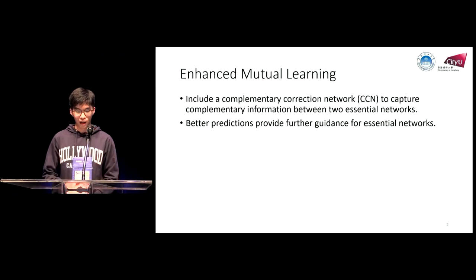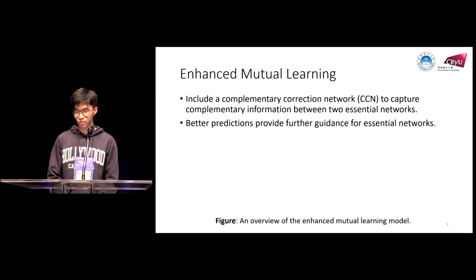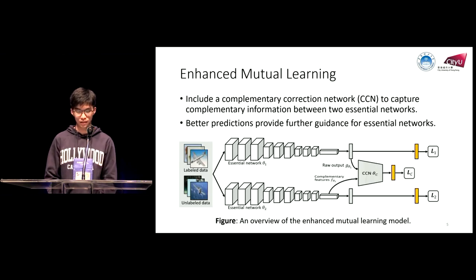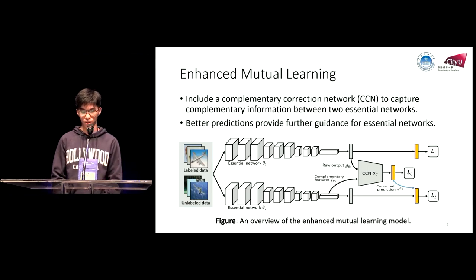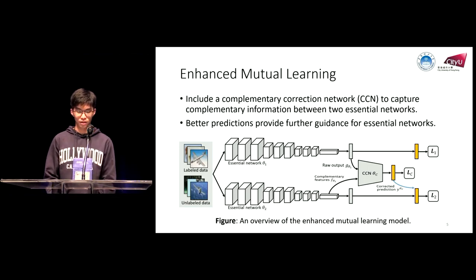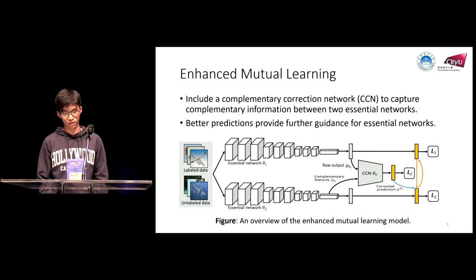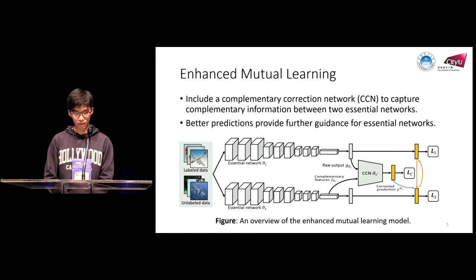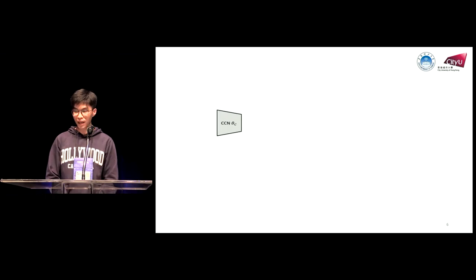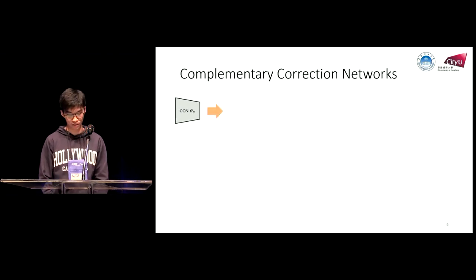Our model consists of two essential networks and a CCN, and the CCN is applied to learn the mapping from the raw output of the first network to the correct class label. CCN is able to outperform the first network and provide a training target of unlabeled data to the second network. We further perform mutual learning between the two essential networks such that the complementary network can be ultimately transferred to the first network. And this is the architecture of our CCN.